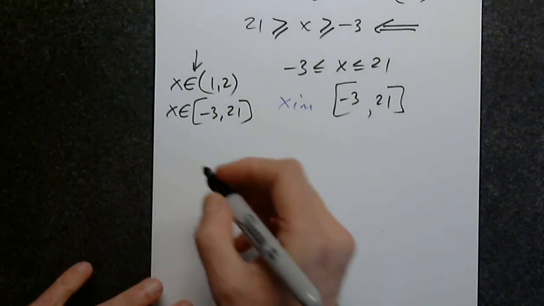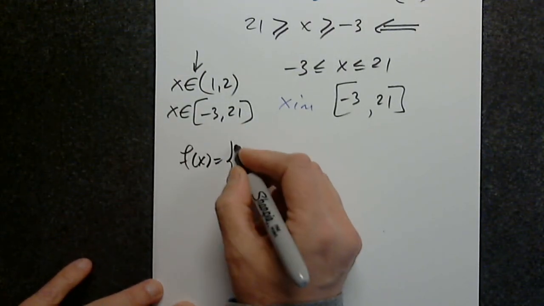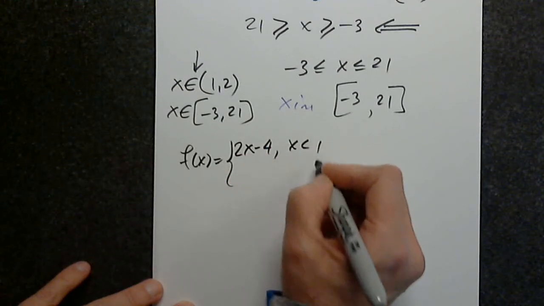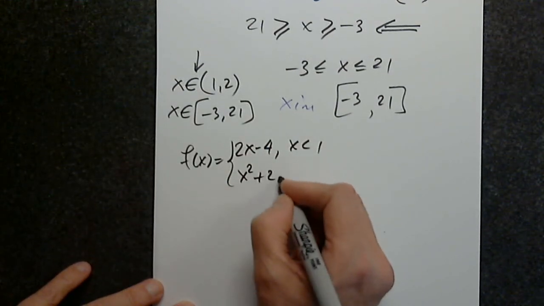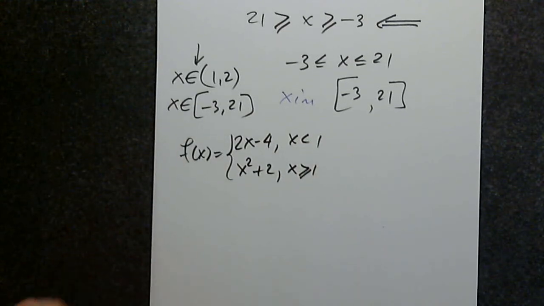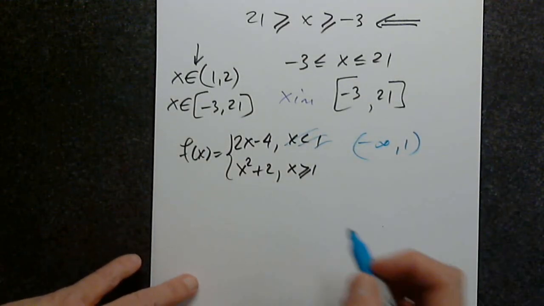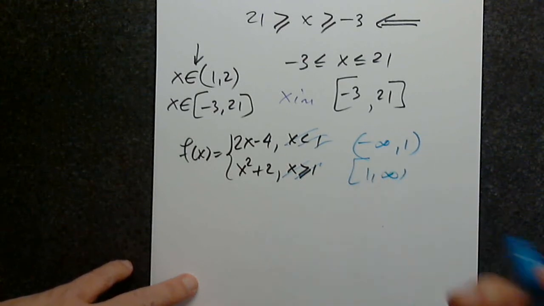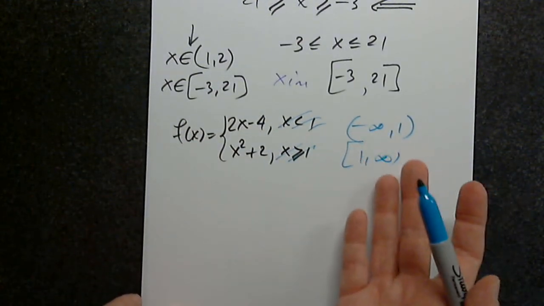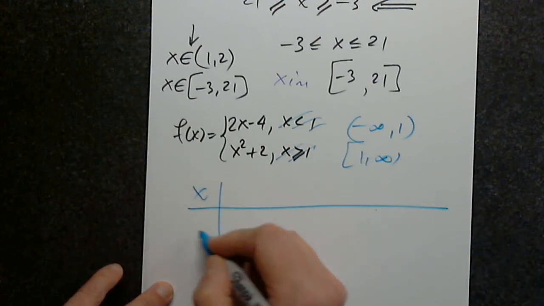So we have f of x equals 2x minus 4 for x less than 1, and x squared plus 2 for x greater than or equal to 1. Please remember, when we are asked to graph such a function, we should immediately look at the domain first. I don't care for this notation, I care for this one. Now it's very clear that everything is there, so I have all real numbers.